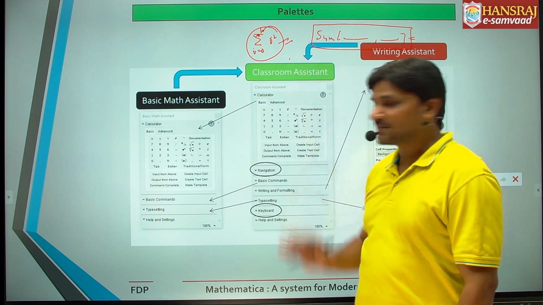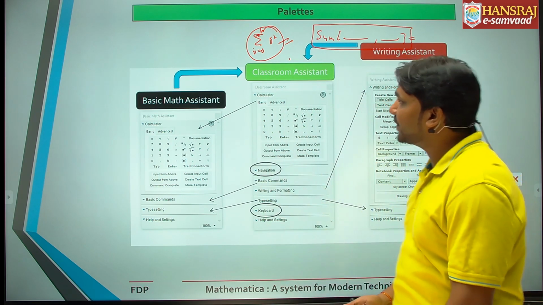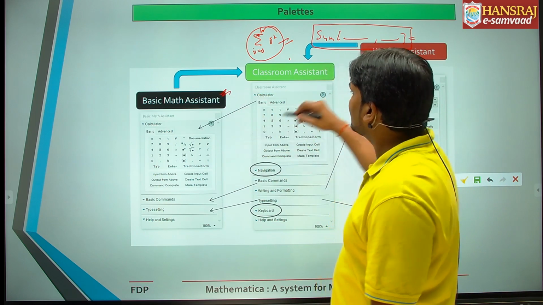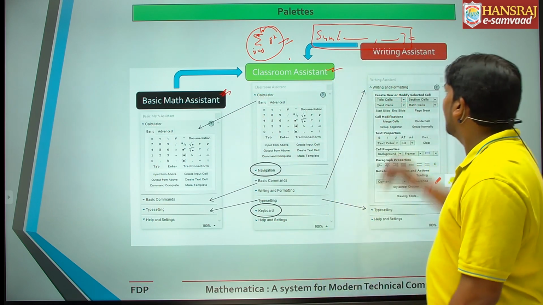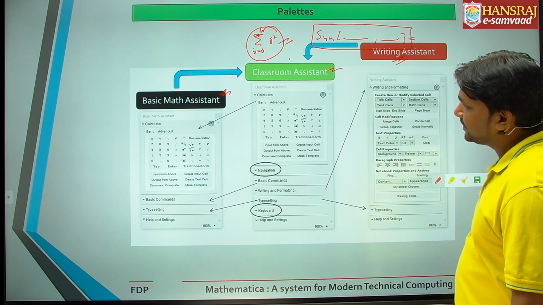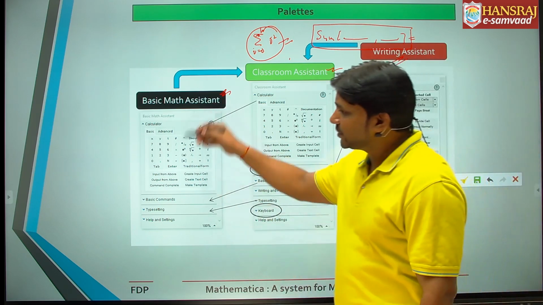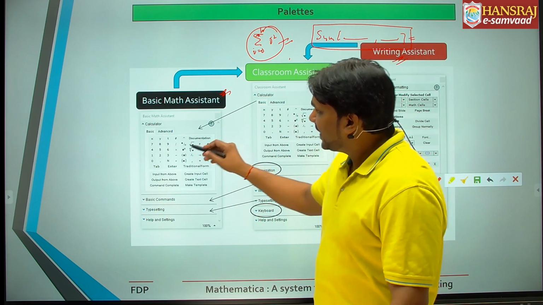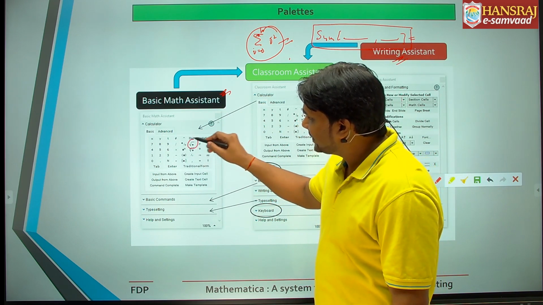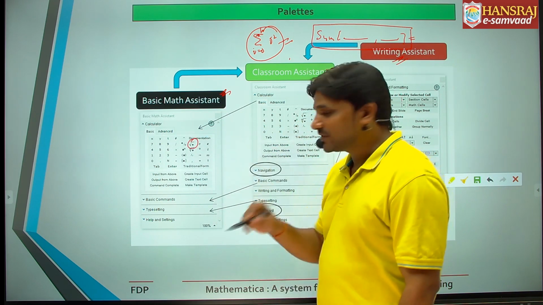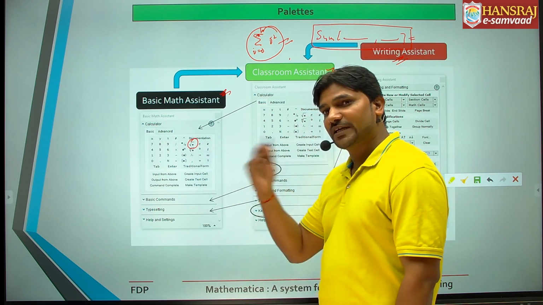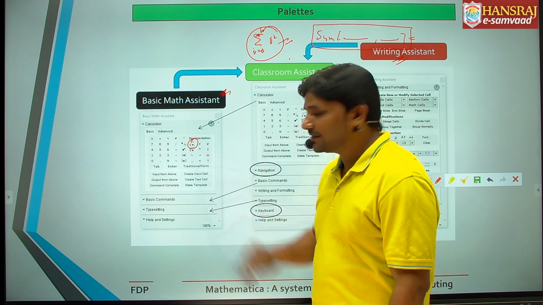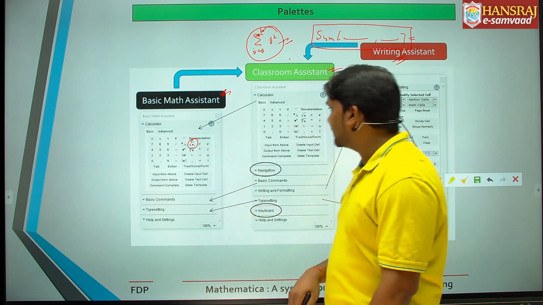as what it is. So there are different palettes there, and a basic math assistant is there, a classroom assistant is there, and one writing assistant there. So in which you can see the basic palettes. For example, for writing the root of something, you will just click on that one and you will get the root, and you can write any value in your black dot here.